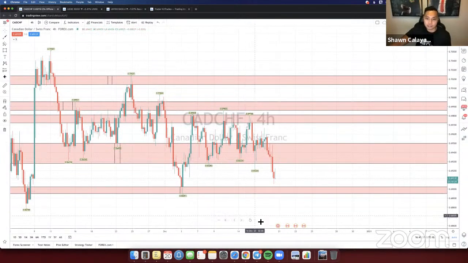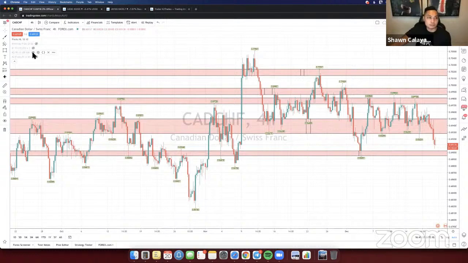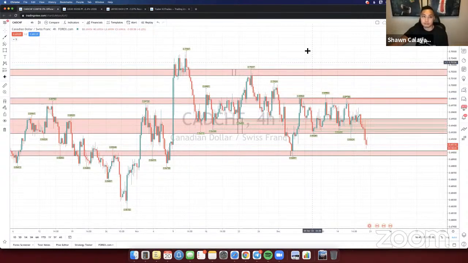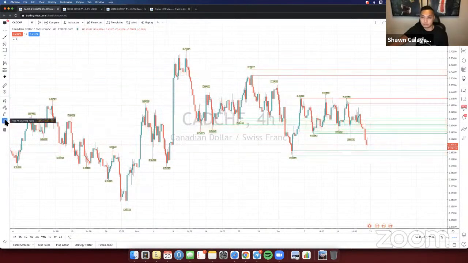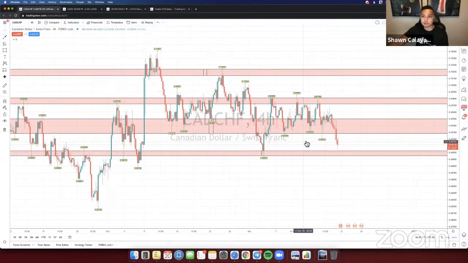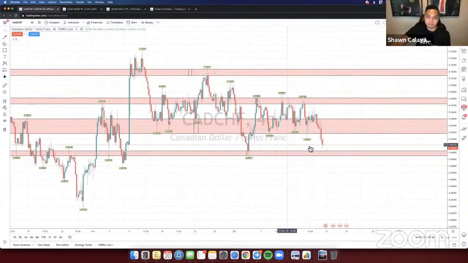We're over here at CAD CHF. I'm going to go ahead and see if the zones have updated since last week. Looks like this zone is not there anymore, so I'm going to delete that. This zone looks perfectly fine. The other ones have not changed at all either. So everything looks good right here for CAD CHF. Not too much movement from last week, so price is still currently where it was previously.